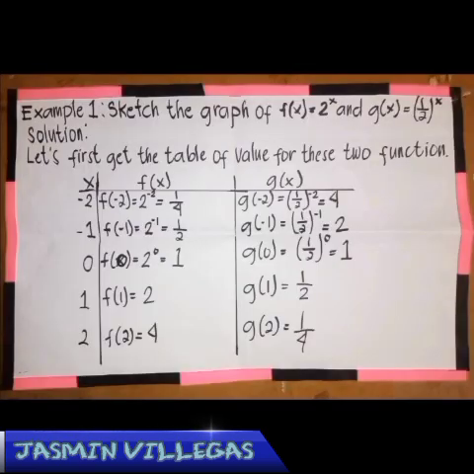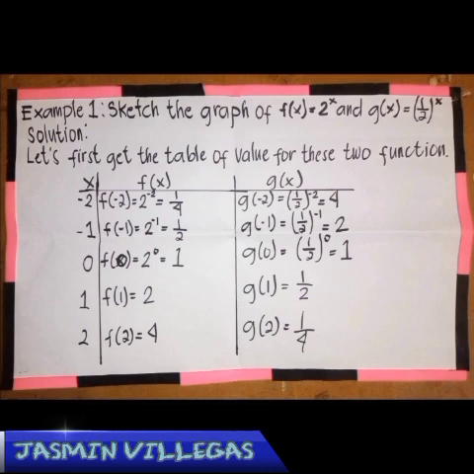Example number 1. Sketch the graph of f of x is equal to 2 raised to x and g of x is equal to 1/2 raised to x. Solution. Let's first get the table of values for these two functions: x, f of x, and g of x.